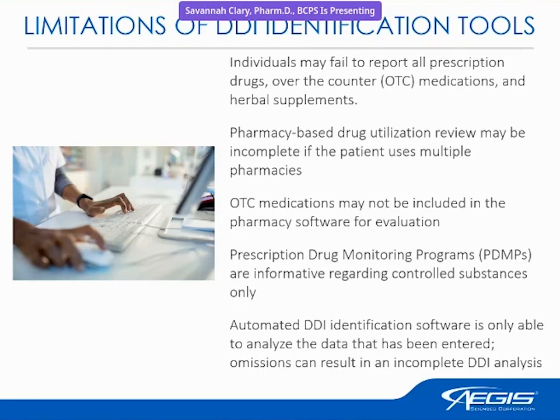Prescription drug monitoring program data is robust, but it is only inclusive of controlled substance data, and automated DDI identification software is only able to analyze the data it contains. Again, omissions can limit the efficacy of this tool.